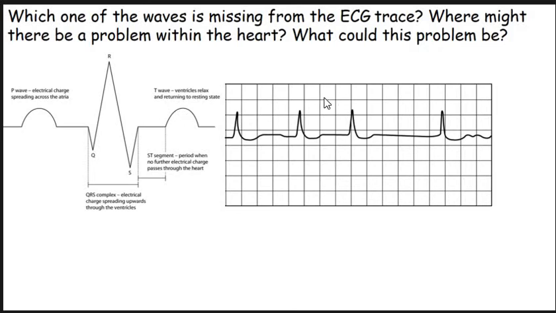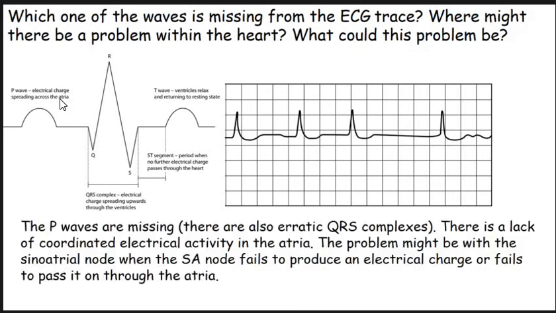So if you look at our diagram, we appear to have no P wave. QRS is a bit odd as well, but there's definitely no P wave going on here. So what is the P wave? Well, the P wave is the electrical activity across the atria. So atrial systole isn't occurring here. So the answer is, yeah, the P wave's missing. There's also a bit of erratic QRS, lack of electricity in the atria. Probably something wrong with the SA node, and again that can be treated. Okay, so that's just 4 ECG questions for you.